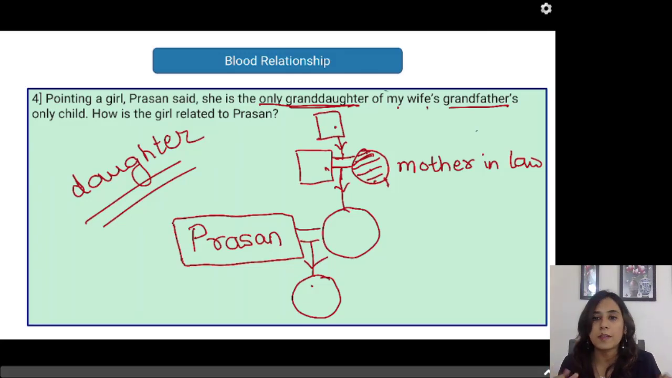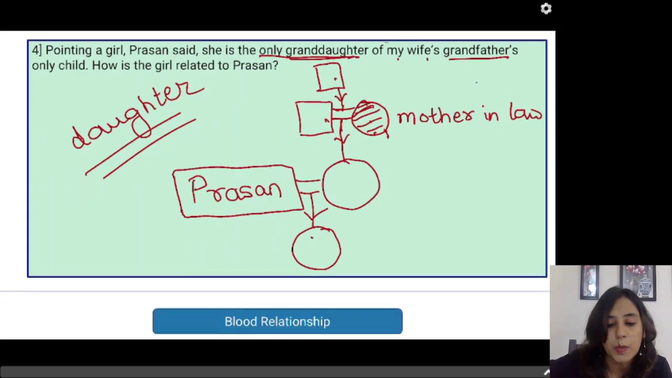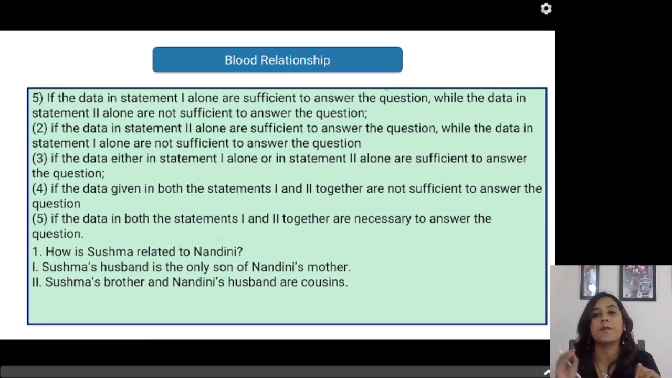Guys, I hope you all have understood this particular question and you've got the same diagram. Now let us get to the next question, which is the last question, fifth question.